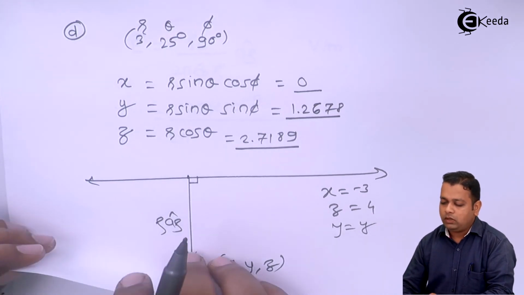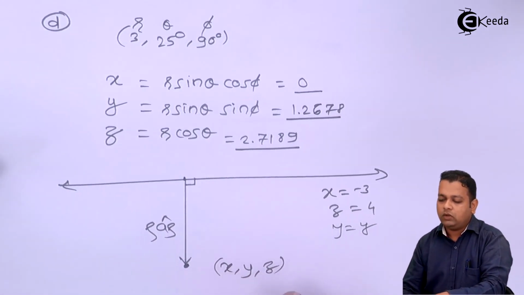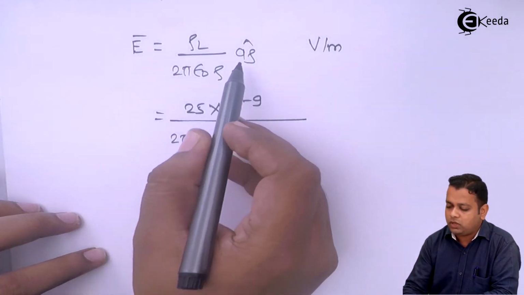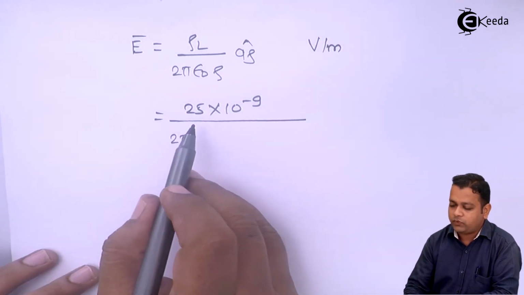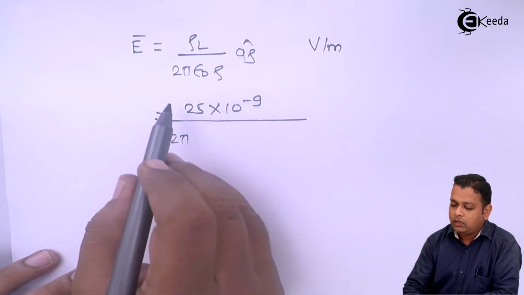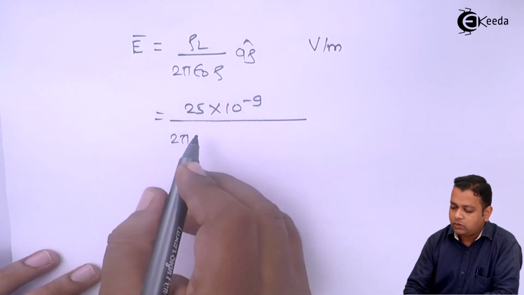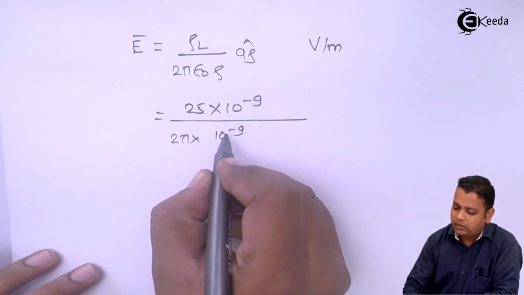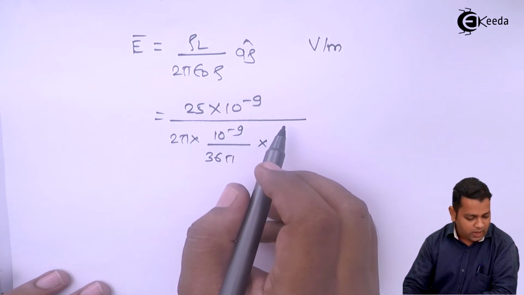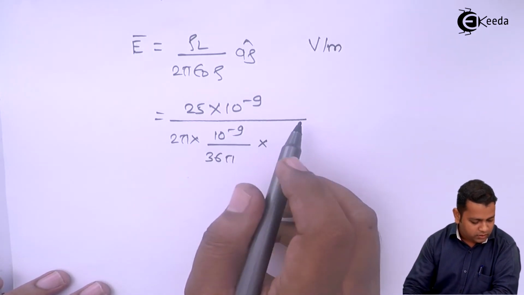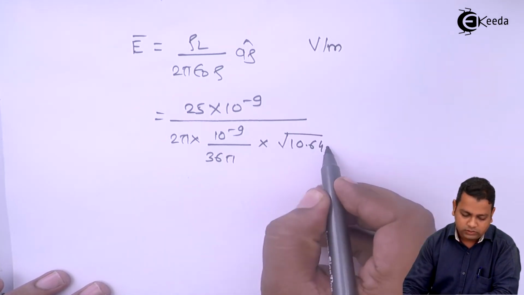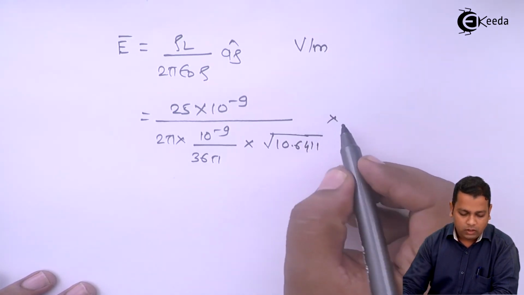So here for the electric field intensity, we put the formula rho l upon 2 pi epsilon 0 rho arrow cap. So rho l has the value 25 into 10 to the power minus 9, that is the conversion factor of nano. In the denominator, we have 2 pi epsilon 0 value is 10 to the power minus 9 upon 36 pi rho. Rho is the value for this problem. We have obtained rho is equal to under root 10.6411.